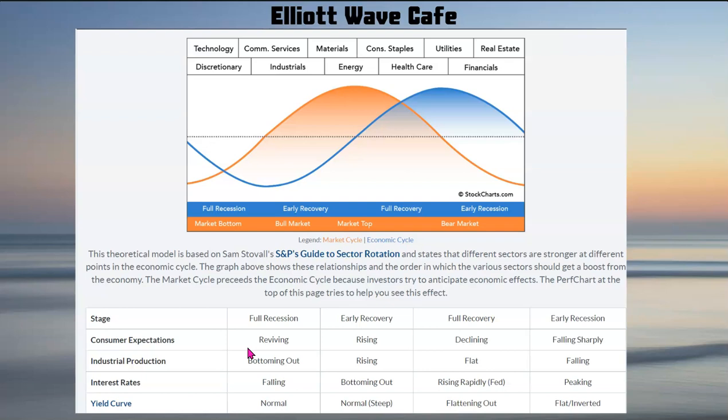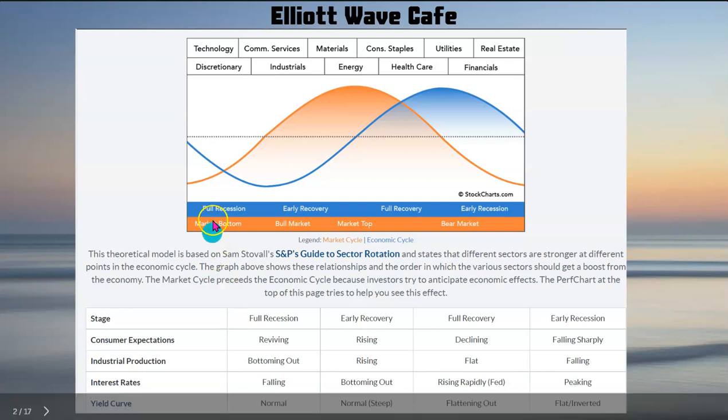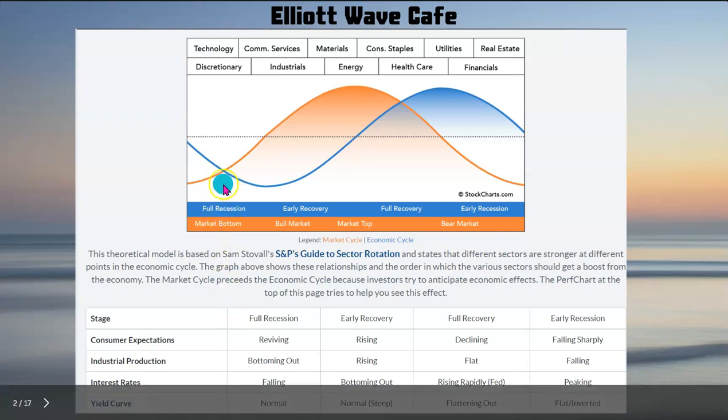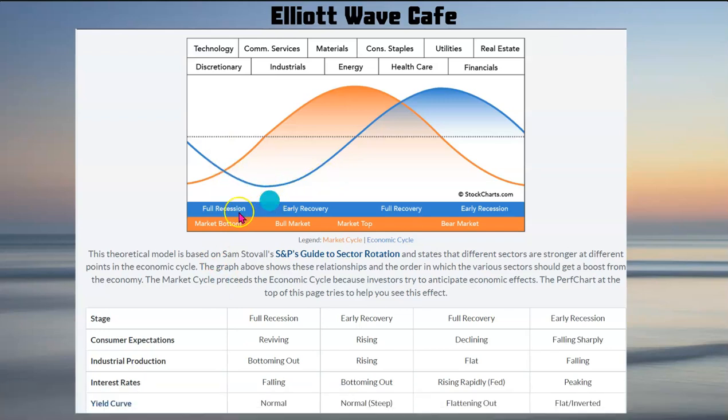So looking at the market cycle and the economic cycle in here, you can see in blue you have basically the economic cycle that goes from a full recession, to an early recession, recovery, full recovery. And then you have the larger market cycle through a market bottom, bull market, market top, and bear market. So whatever is in orange in here, you can see it's a market cycle. In blue, it's the economic. So they kind of overlap each other.